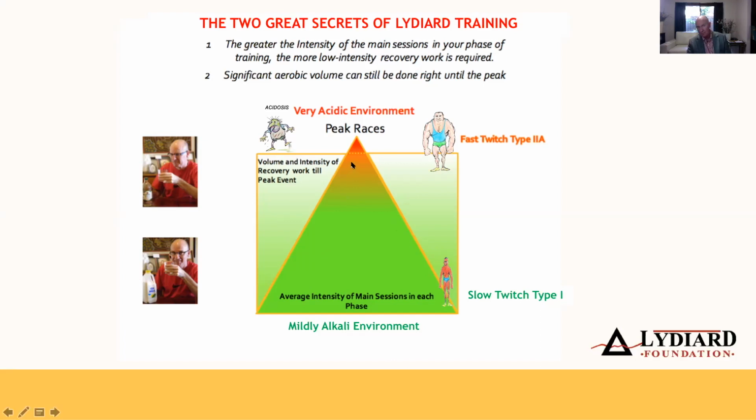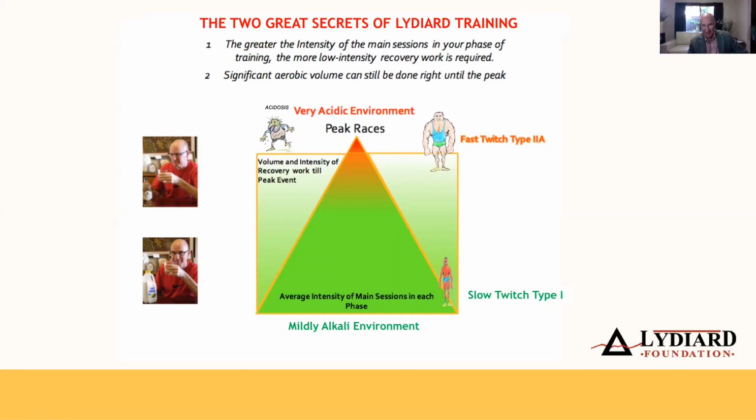until you start to get up to the level near the top here, where the average intensity of the main sessions increases. We're not talking about every session of the week, obviously. These just represent the intensity of the main sessions, and that might be a tough session on a Tuesday, going through early season track races or whatever you're aiming for.